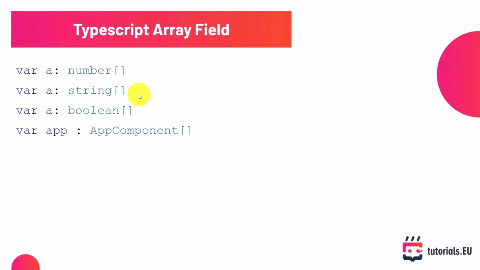Let's move on. This is how you can define arrays. So you get a variable with the name A. It's an array of type number, array of type string, array of type boolean, and even an array of our custom type, for example, app component, which we could have just created. Okay, so now those are the basics of TypeScript.